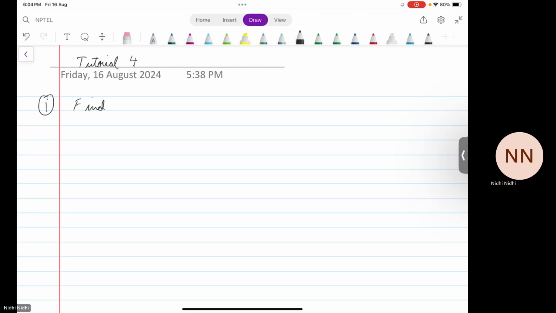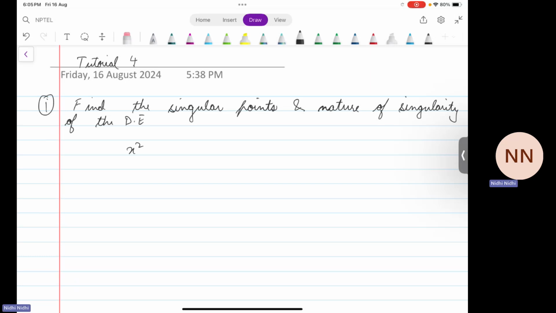Find the singular points and nature of singularity of the differential equation x square (x minus 2) square y double derivative plus 2 (x minus 2) y dash plus (x plus 1) y equals to 0. Let's number this equation as equation 1.